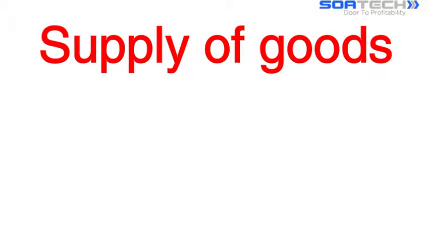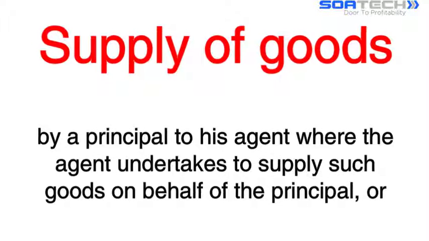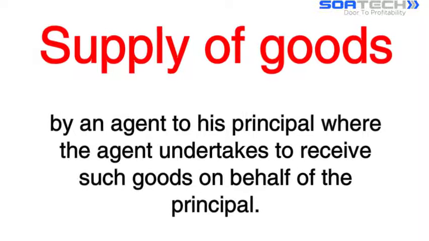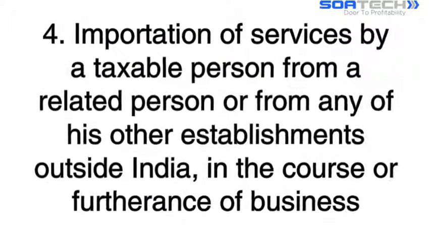Supply of goods by a principal to his agent where the agent undertakes to supply such goods on behalf of the principal, or by an agent to his principal where the agent undertakes to receive such goods on behalf of the principal. Fourth, importation of services by a taxable person from a related person or from any of his other establishments outside India, in the course or furtherance of business.